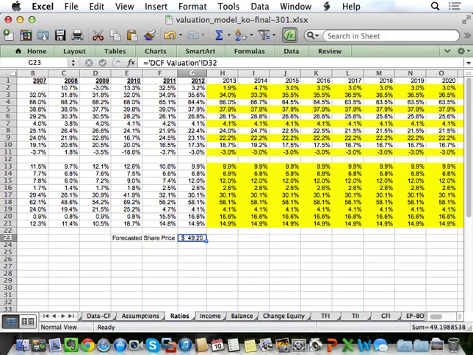But before we get to that exception, just is everybody clear on how we got to this point? Okay. Here's the exception. The ROIC chart.